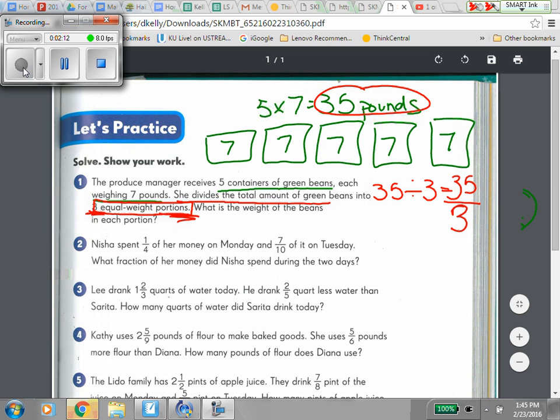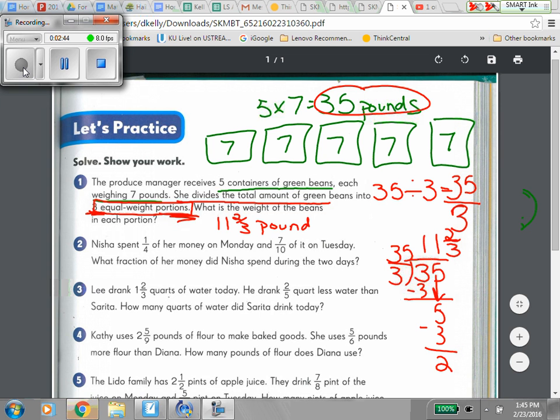I'm going to put this down here. So 35 divided by 3. And now a room up there. How many 3s are in 3? 1. Subtract that. And down to 5. How many 3s are in 5? There are 1. Instead of a remainder of 2, remember you were working with fractions, so 11 and 2/3. So your answer, and you need to write a statement sentence, what is the weight of the beans in each portion? The weight of the beans in each portion is 11 and 2/3 pounds. So there's your review for number 1.